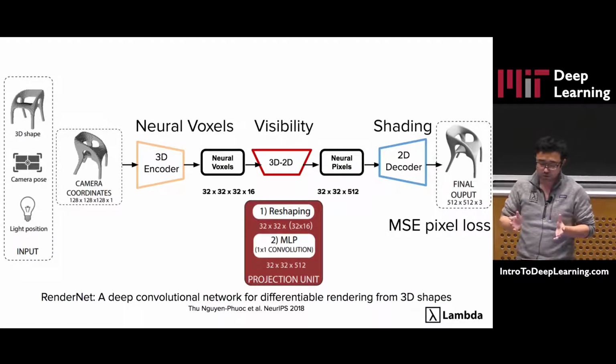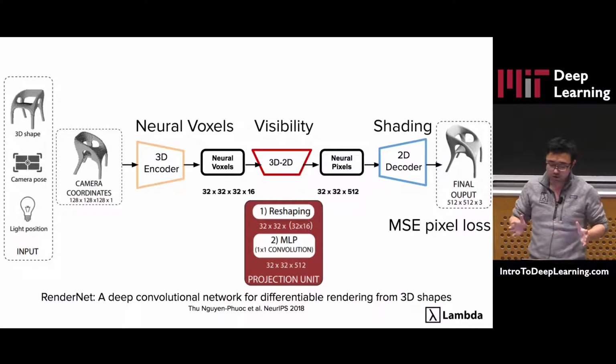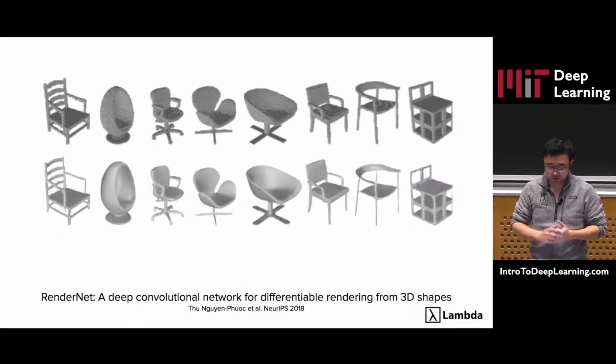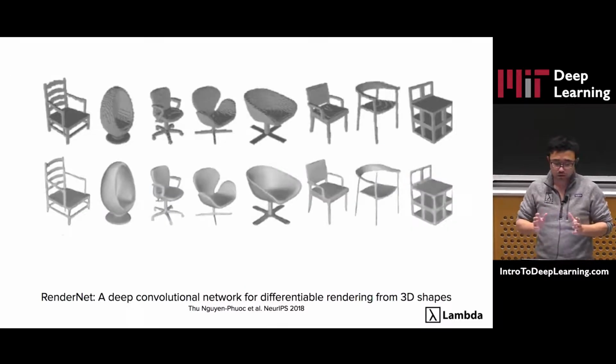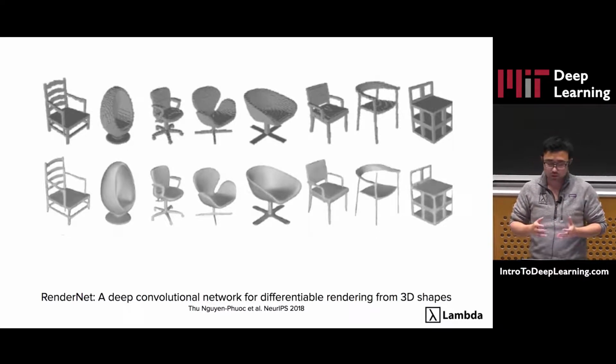The last step is to use a sequence of 2D up convolution to render the projected neural voxel into a picture. And we train this network end-to-end with mean square error pixel loss. Here are some results. The first row is the input voxels. The second row is the output of the RenderNet. As you can see, RenderNet is able to learn how to do the computation of visibility and the shading.